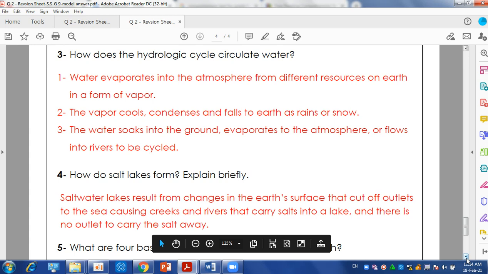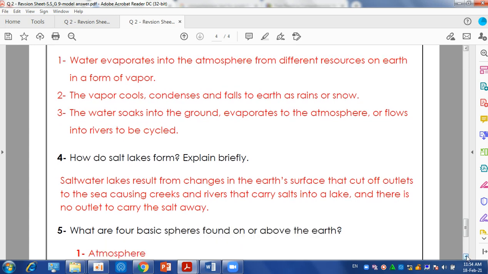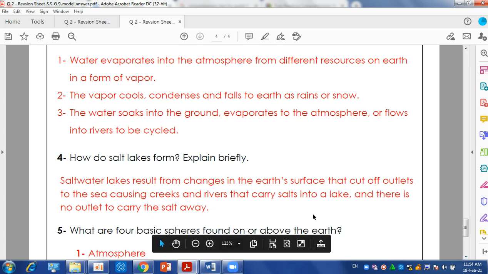Question 4. How do salt lakes form? Explain briefly. Salt water lakes result from a change in the Earth's surface. We know that most lakes are freshwater. How do the salt lakes form? There is a change that happened in the Earth's surface that cut off outlets to the sea, causing creeks. You know the sea water is salty, so there is a cut in the sea, causing creeks or cracks, and rivers that carry salts into a lake.